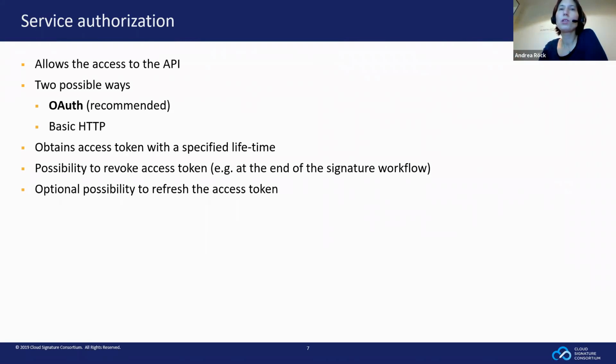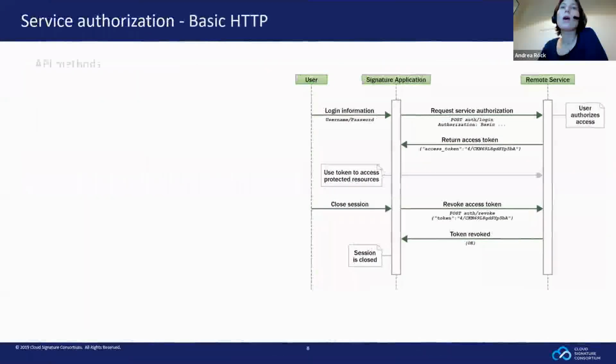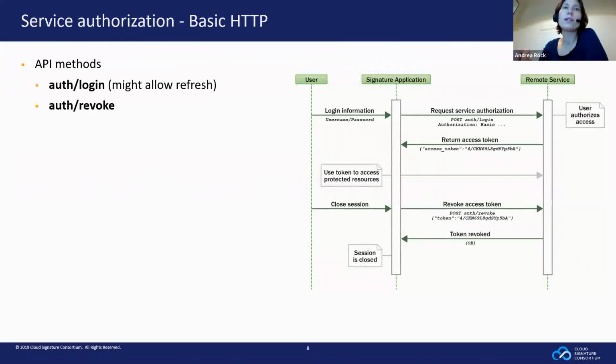So I will shortly explain the two cases. The simple version first: how does basic HTTP work? There are two methods within the API, auth-login and auth-revoke. You can see the workflow on the right-hand side. The user gives the username and the password to the signature application.